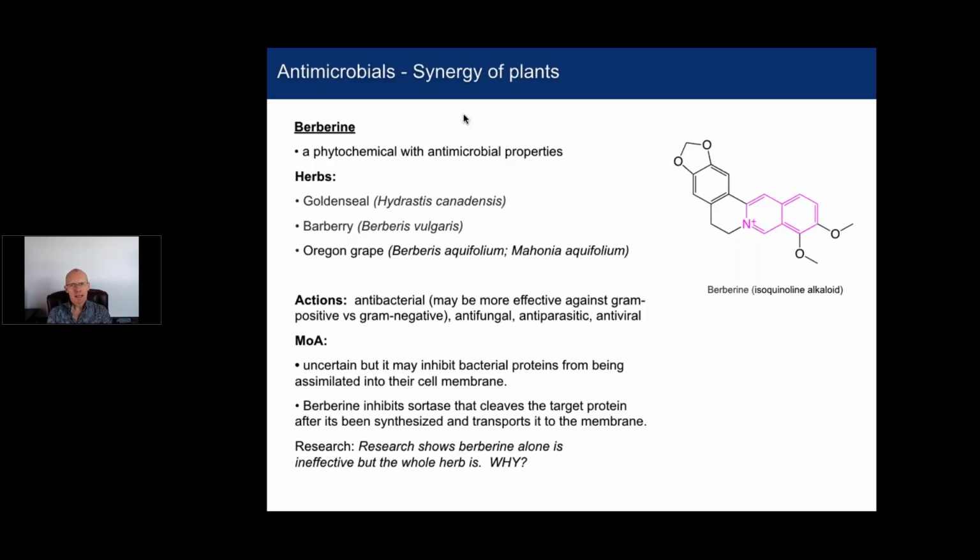With regards to herbs like golden seal, barberry, and Oregon grape, if you look at the monographs that explain what you use these herbs for, they have very similar indications. They tend to be used for all sorts of different infections. Digestive infections is the predominant thing, but also respiratory tract infections.